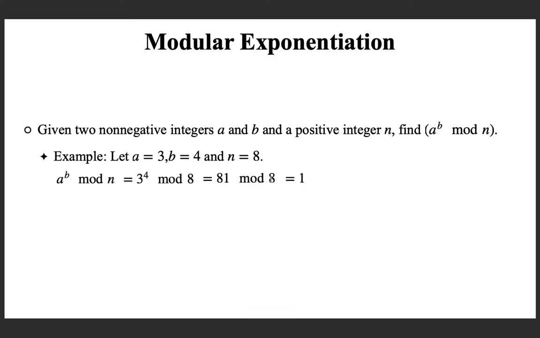Given two non-negative integers a and b, one of them can be 0, and a non-zero natural number or a positive integer n, because if the power is 0, nothing needs to be done, it is 1. We have to find a to the power b mod n. I hope you know about the modular number system from the previous lecture. If you don't know, please go and watch that lecture before you proceed with this.